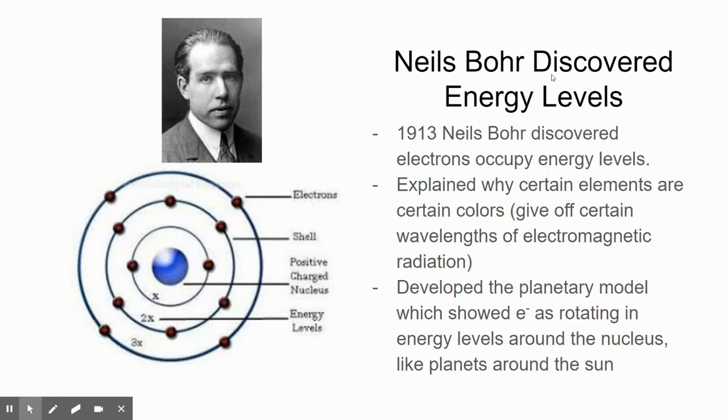He found this because he noticed that elements always gave off certain wavelengths of energy. Every time an atom of a certain element was excited with electricity or heat or something like that, it always gave off the same wavelengths of energy. So they figured that these electrons were being excited, then relaxing, and every time they were always jumping between the same amount of energy. They were giving off the same amount of energy.